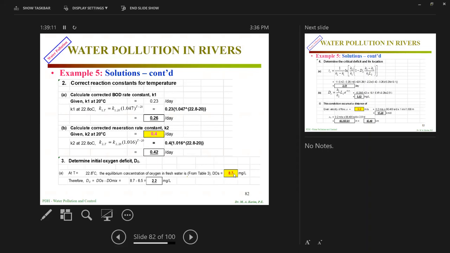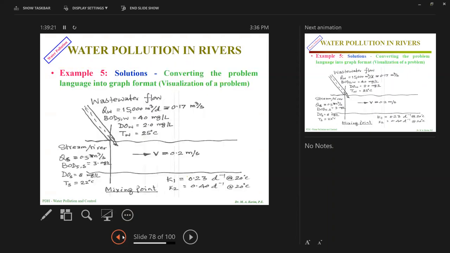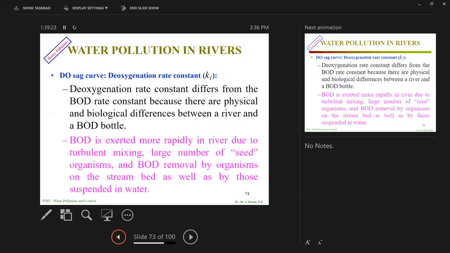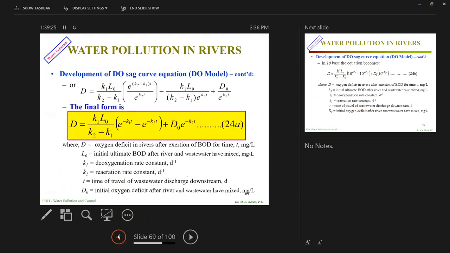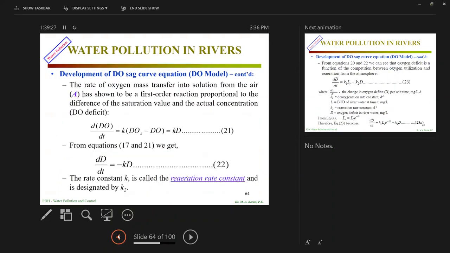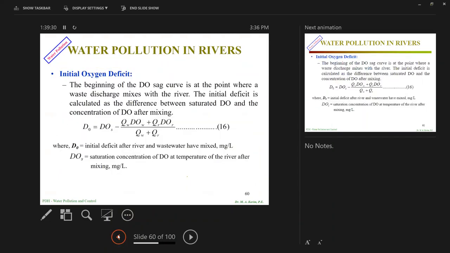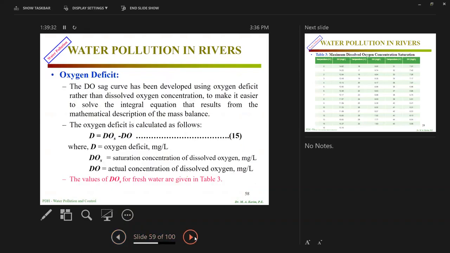22, I get DO saturation equal to 8.7 from table 2. Therefore, the deficit is equal to this. You remember table 2, right? So for 22.8, let's go back to the table and see what the value should be. If I go back to the table, it was at 3, right? I should have a table from the lower. Okay, here is the table.